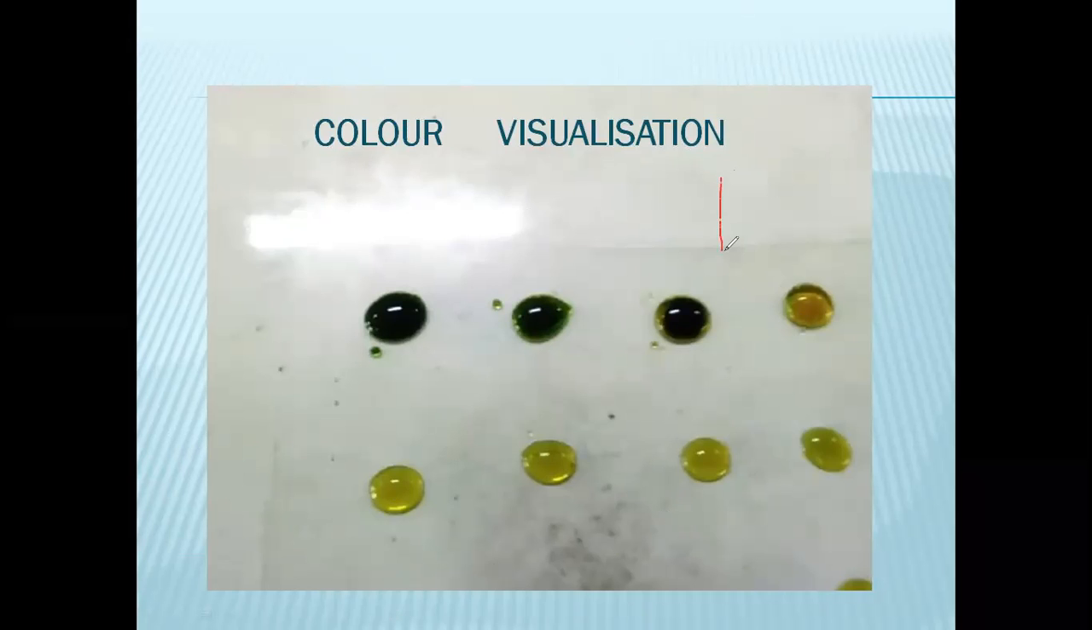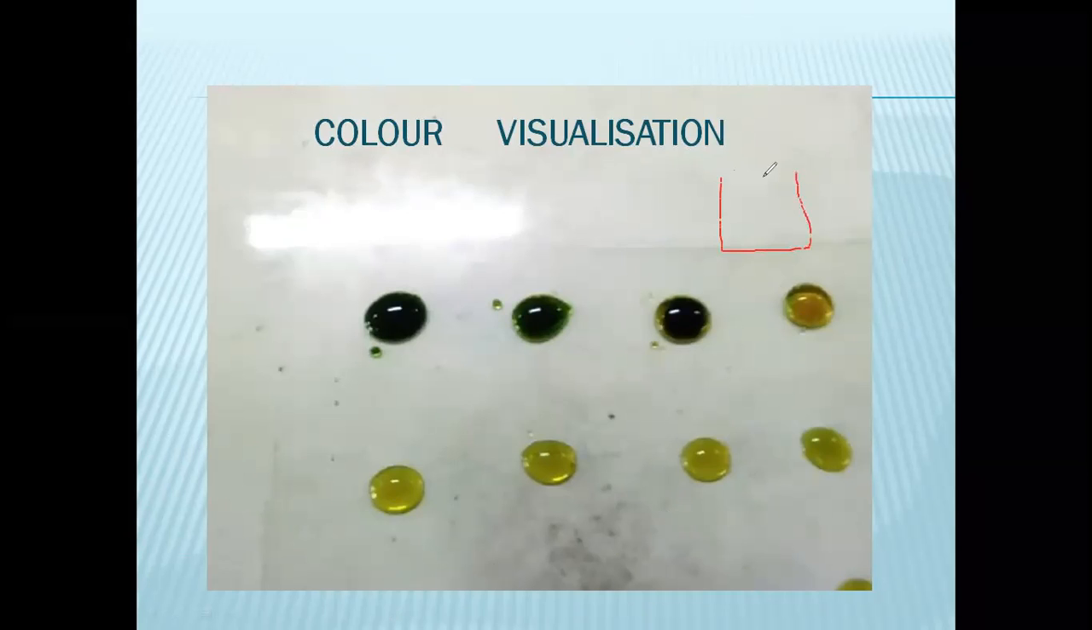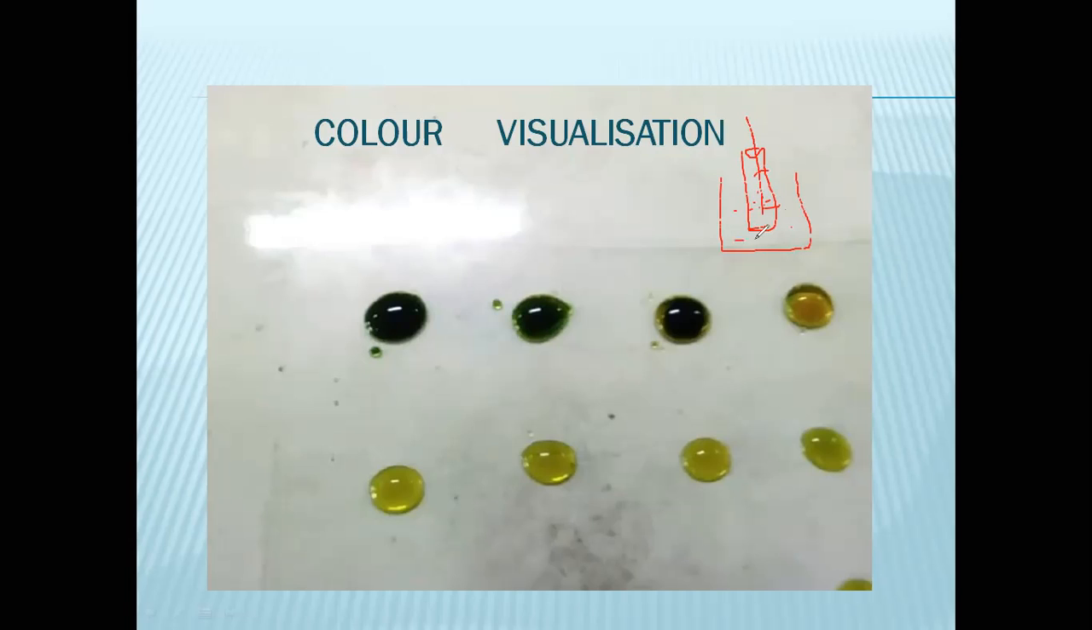Before starting the experiment, you have to make some arrangement. You have to take a beaker, and in that you put distilled water. Then you take a test tube, and there also you put distilled water. Then you place a glass rod here, right? That is the glass rod. This is all distilled water.